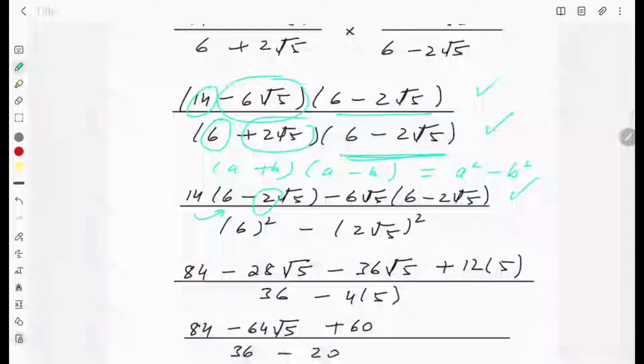Then the same is true. In this case, 6 is outside the under root sign, it gets multiplied by 6, while under root 5 remains as it is. The same term multiplied by 2 under root 5. 6 is outside the under root sign, and here 2 is outside the under root sign, both get multiplied. So 6 into 2 is 12, under root 5 into under root 5 is 5.